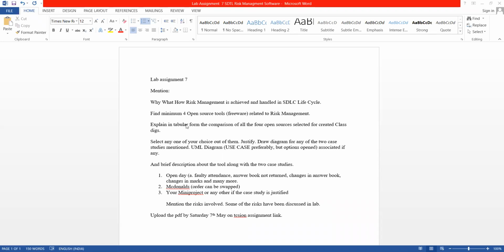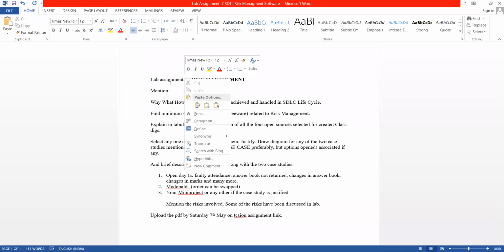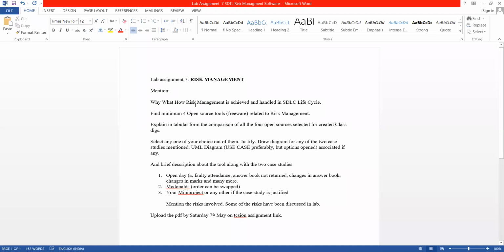Our today's lab assignment practical for SCPM, that is Software Engineering Project Management. Lab assignment 7 is based on risk management. We have already discussed that in detail last time, but I would like to revise so that this recording is with you in case there is any doubt while performing this assignment, because this assignment cannot be performed in 2 hours. You need to spend more time.